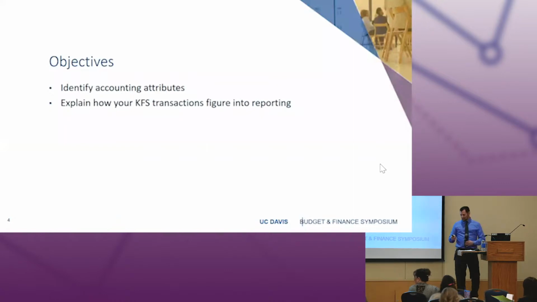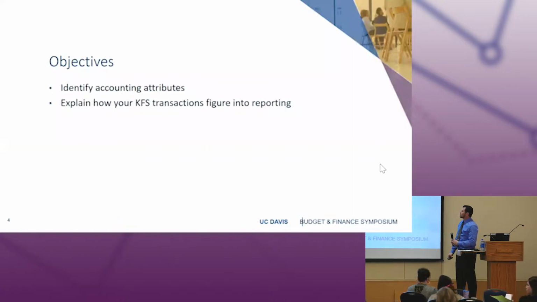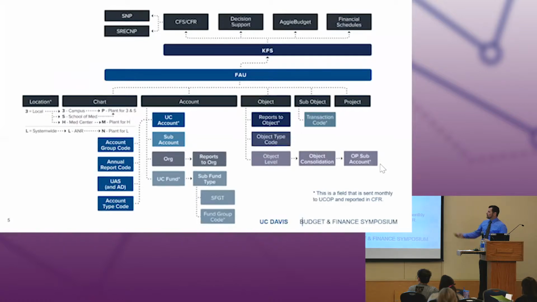So here are the things that I want to cover. Identifying accounting attributes and explaining how your KFS transactions figure into reporting. So now you memorize this. I'll just leave this up here for an hour, and you just study that, and we're good. This kind of represents, Laura mentioned this earlier, but this represents our complexity at the university. I'm not going to cover everything on here.